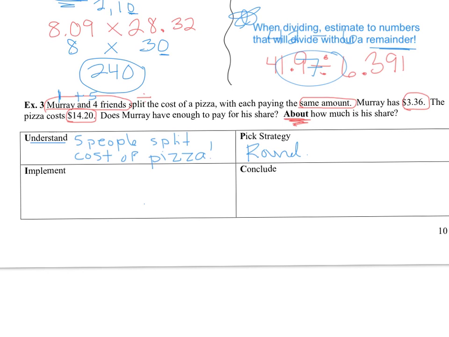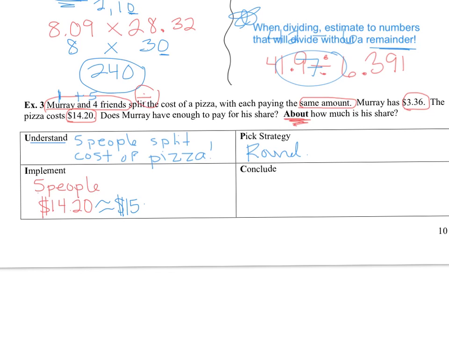So in the implement here is where we're going to show our workspace. So remember, Murray and his 4 friends are splitting the cost of the pizza. So that's a division problem. So we're splitting the cost 5 ways. So we have 5 people sharing the cost of the pizza, which was $14.20. All right, so as far as the estimating goes, I think we're good with the 5. We don't want to change that. But what are we going to estimate the $14.20 to? We want a number that's easily divisible by 5. So something that's close to the $14.20 would be $15.